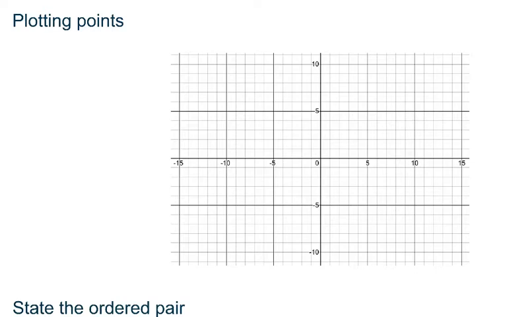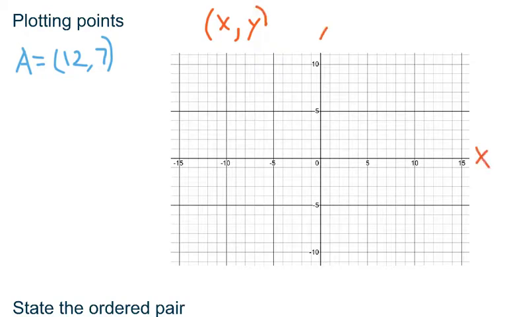Now, let's talk about plotting points. So let's say I'm going to let A equal the point 12, 7. So what you have to remember here is that our points, or our ordered pairs, are always given as x, y. And that this is the x-axis, that is the y-axis. And so we just go over however far, 12 on the x, and then we're going to go up 7 on the y, and this right here is our point. And that's all I need, and then I can label it like point A.